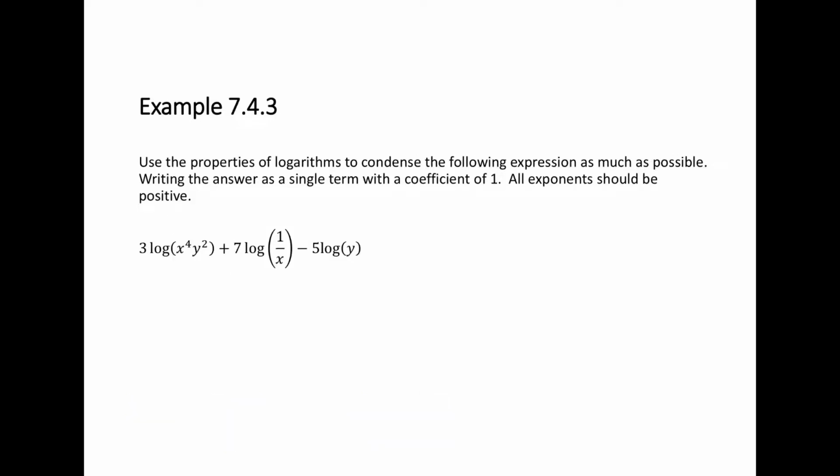All right. Use the properties of logarithms to condense this expression as much as possible. Write your answer as a single log term with a coefficient of 1, and all exponents should be positive. Okay, these are all log base 10s, which is good. We want all the logarithms to be the same. My first step is I'm going to take the coefficients on the logarithms, the 3, the 7, and the 5, and bring them back up as exponents. That's the power rule in reverse.